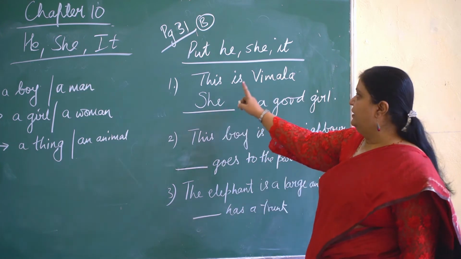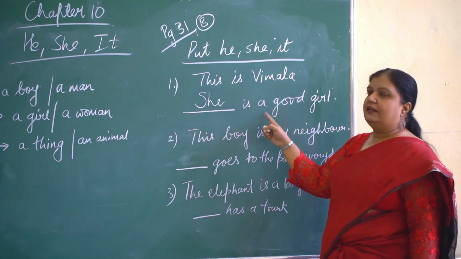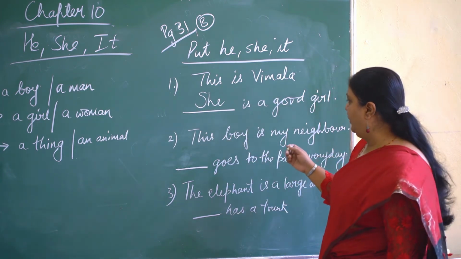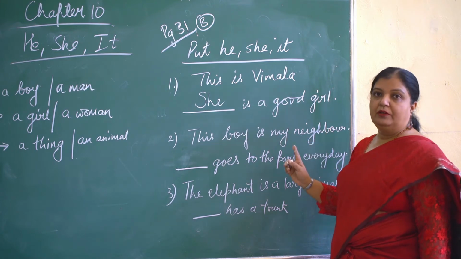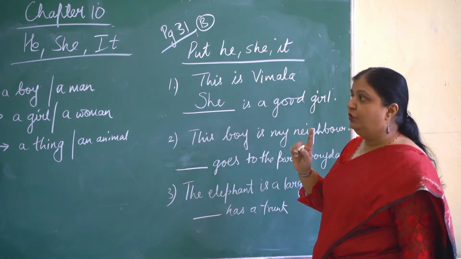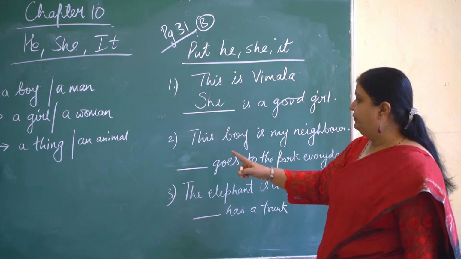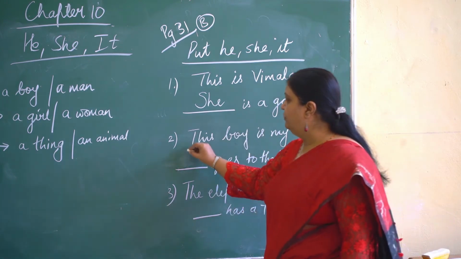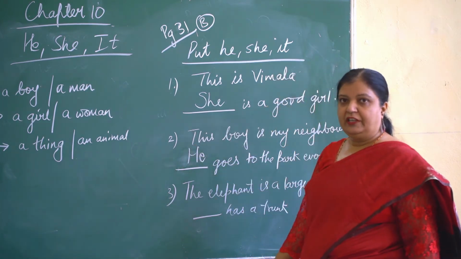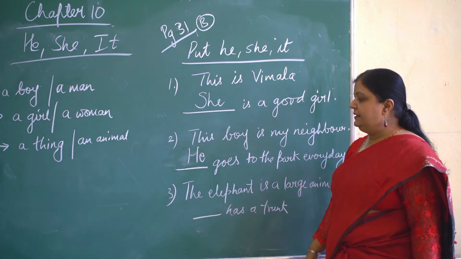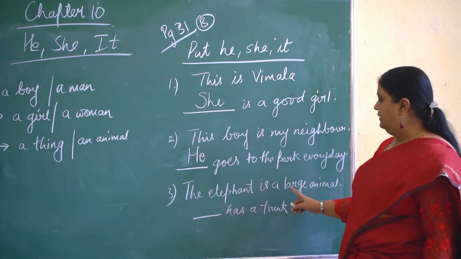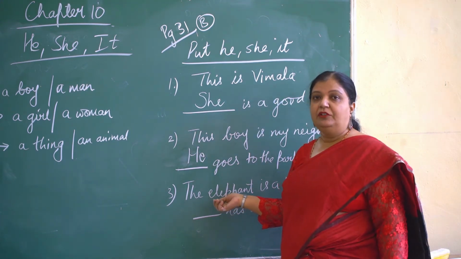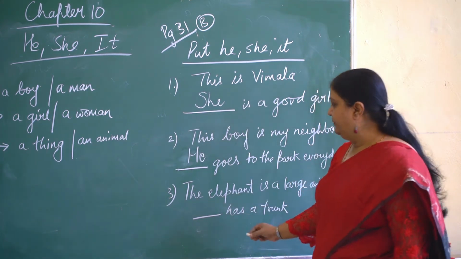S-H-E, she. This is Vimla. She is a good girl. Now the second one. This boy is my neighbor. Boy. For boy you have to use H-E, he. Dash goes to the park every day. So for boy we will use H-E, he. Third sentence, the elephant is a large animal.